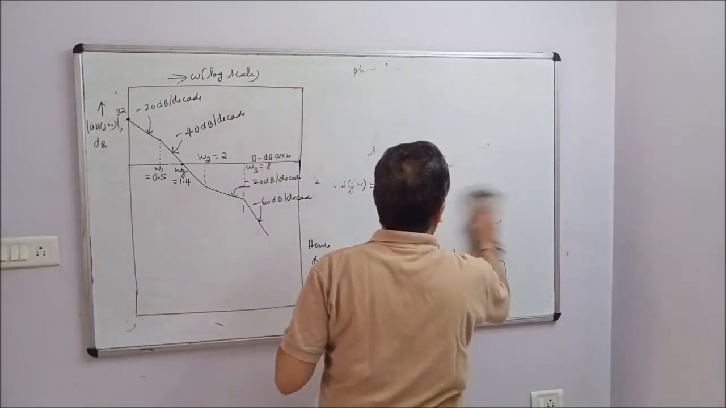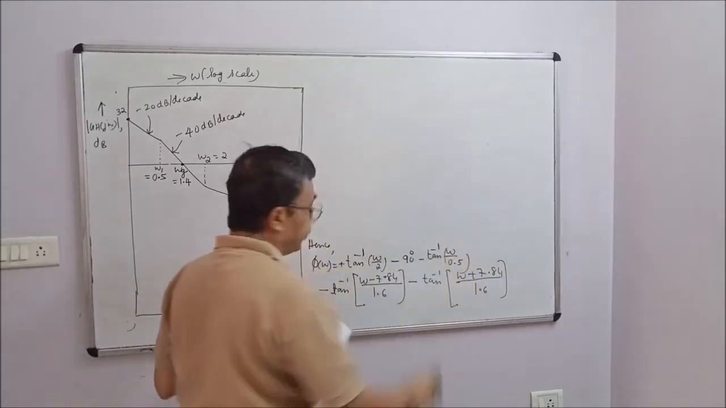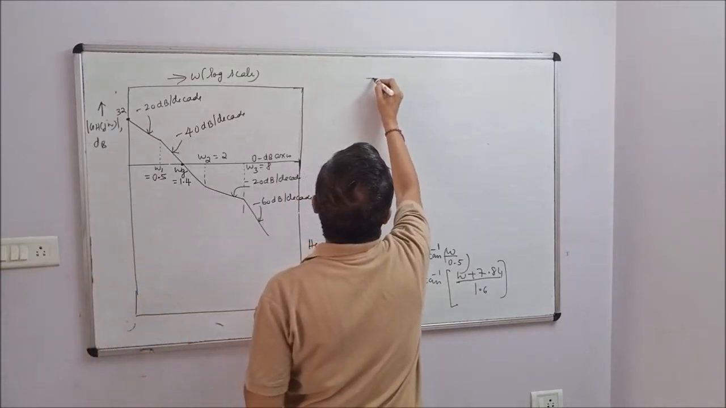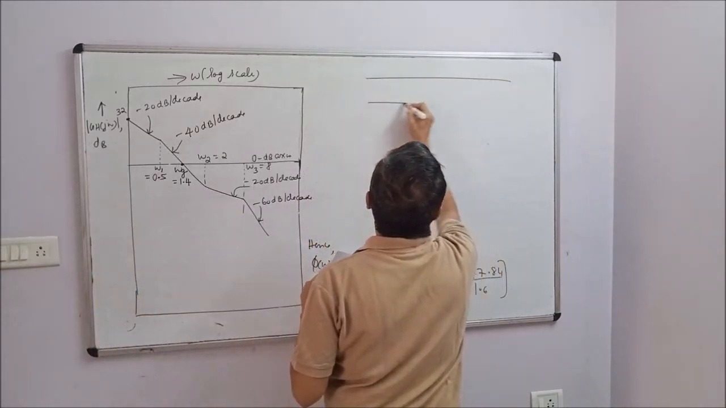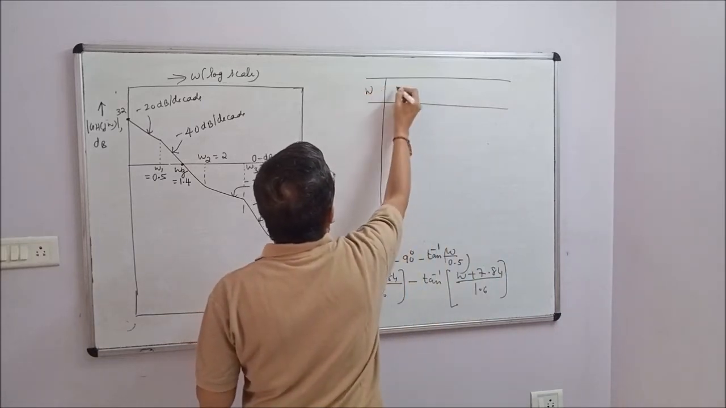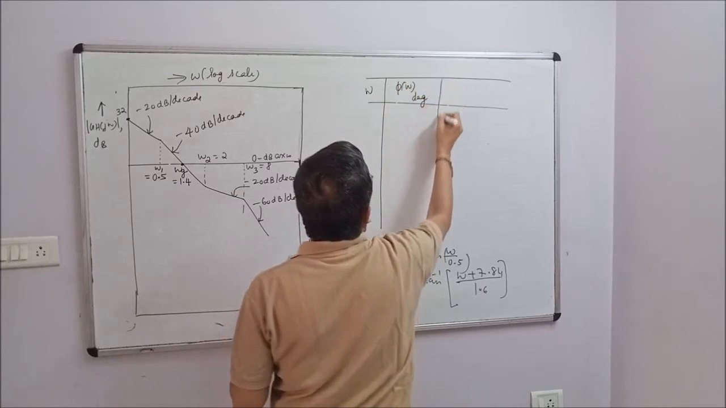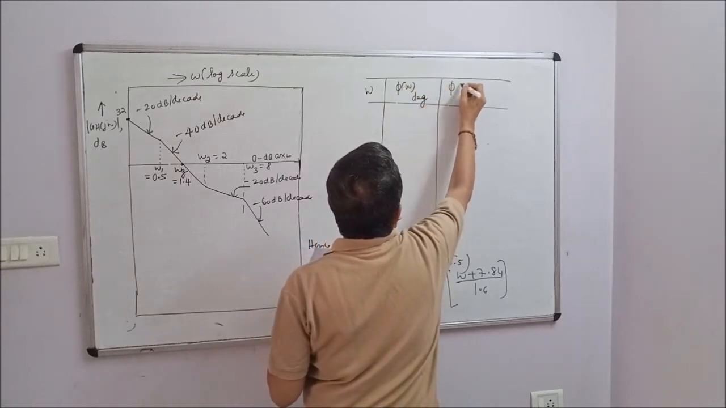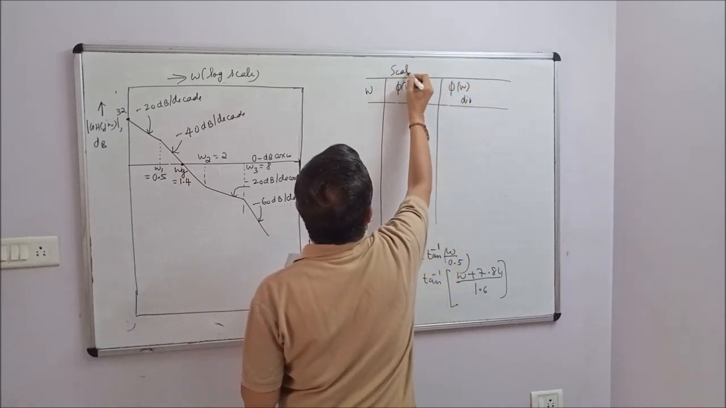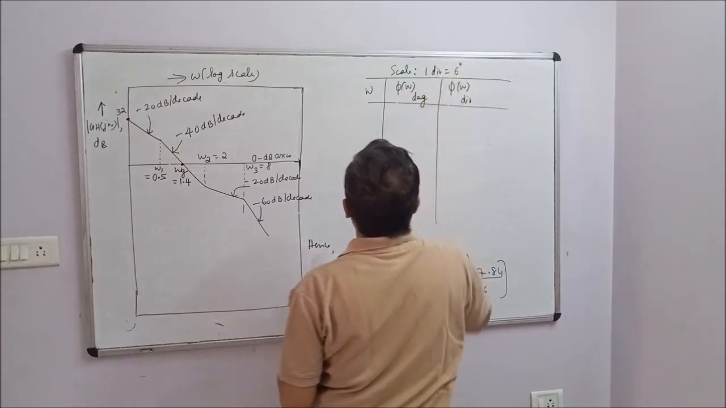I have done the calculations. I will write it down. This is omega, phi of omega in degrees. Phi of omega in divisions is required to do the plotting. Scale is 1 division equal to 6 degrees.